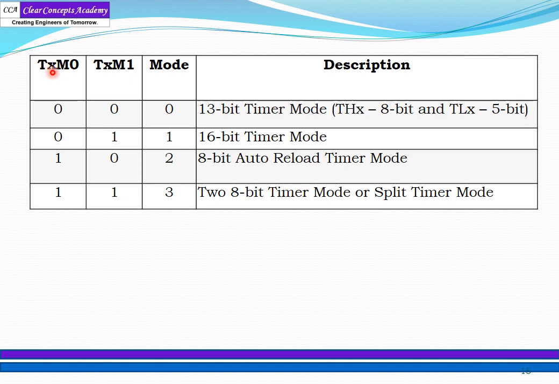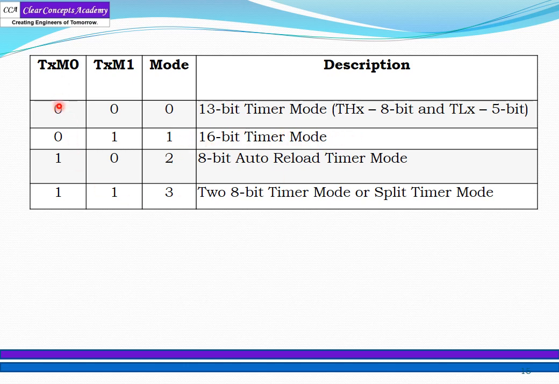X means either T0 or T1. M0, and T0 or T1, M1. Then what are the modes? If both are 0, mode 0 will be selected. That means this is a 13-bit timer mode, that is, the high part of the timer will have 8 bits, and the lower part will have 5 bits. And when this is 0 and 1, it will work in timer mode 1. That means it will work as a 16-bit timer mode.